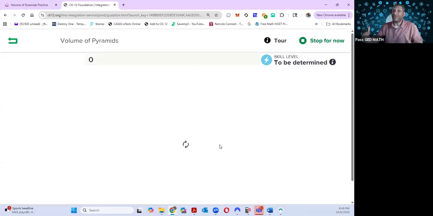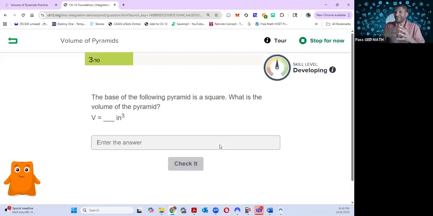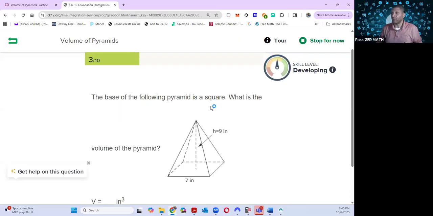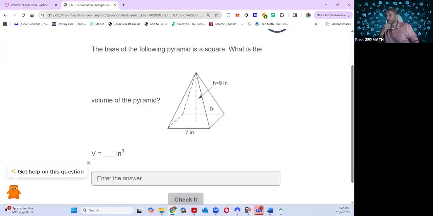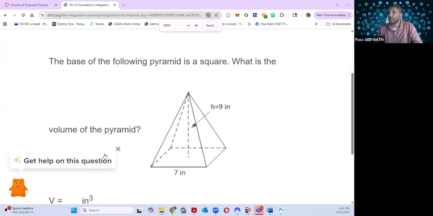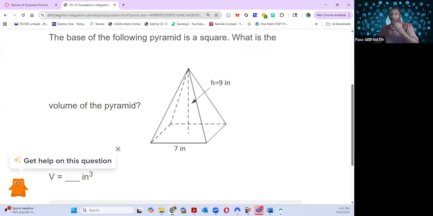Again, even if you're not an expert in finding the volume, what you should see is there are distinct, direct steps in order to solve this. Watch this. Now, the base of the following pyramid is a square. What is the volume of the pyramid? What shape is it? What shape is this? Let me make it bigger.